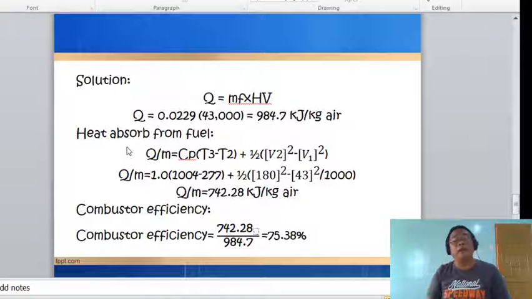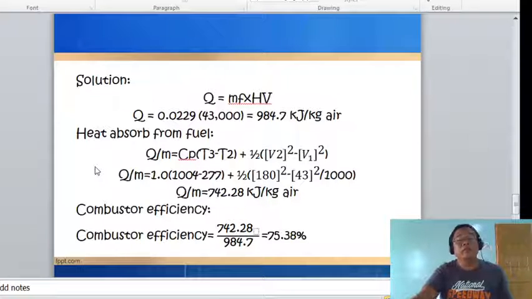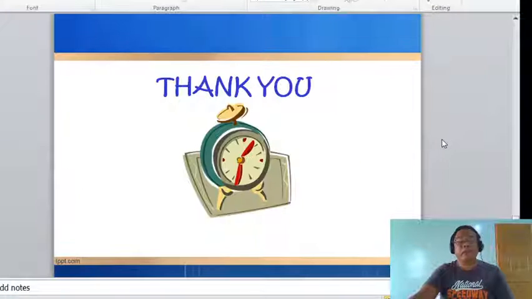So solving now for the combustor efficiency, that is equal to the output, which is 742.28, divided by the heat carried by the fuel, which is 984.7 kilojoules per kilogram of gas. So therefore, the combustor efficiency now is 75.38%.